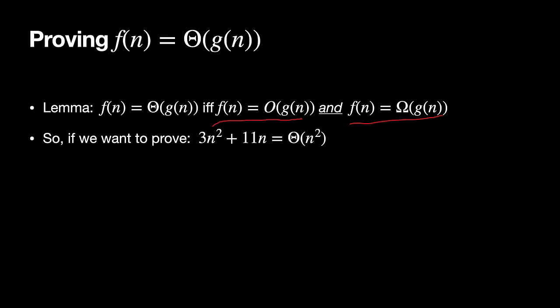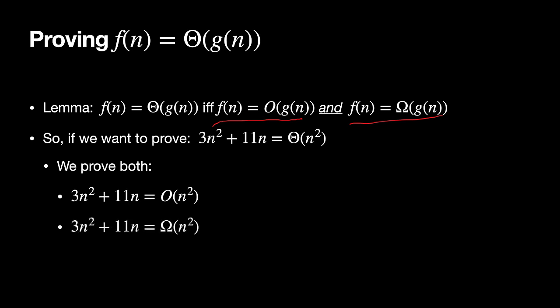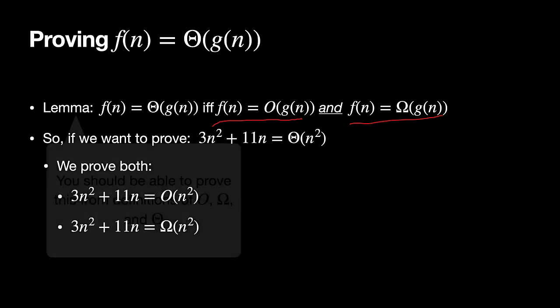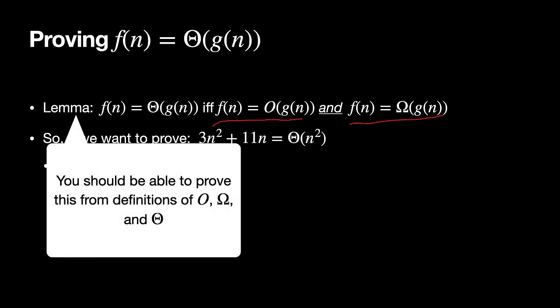Okay, so as a more concrete example, if we want to prove that 3n squared plus 11n is in the theta of n squared, so basically there's some concrete multiple of n squared that bounds us above and below, we have to prove two different things: that 3n squared plus 11n is in the big O of n squared, and also that it's in the big omega of n squared. Okay, so unlike a couple of the previous examples, we are not going to review or outline a proof for why this particular lemma is true, but that's something that you should be able to prove based on the examples we've already gone through and the definitions of big O, big omega, and big theta.